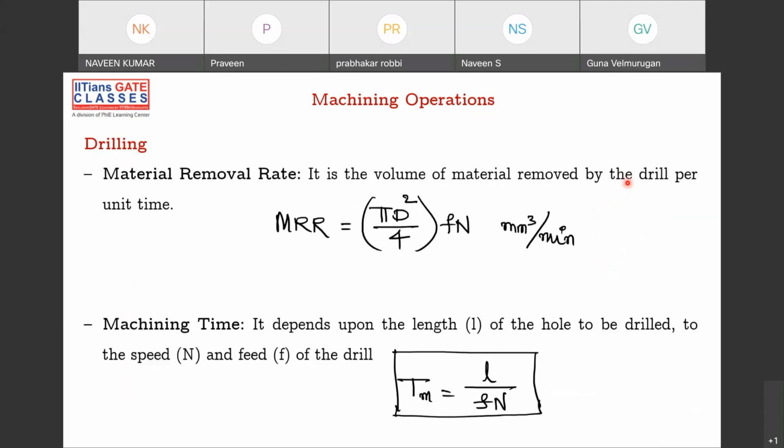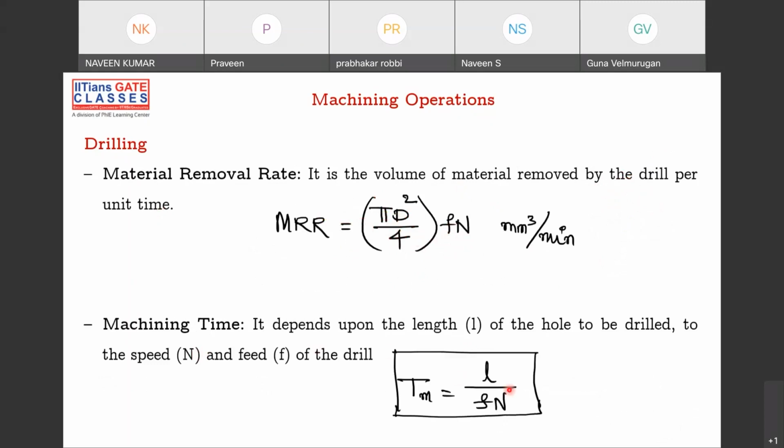Okay, next. And material removal rate, this is the final formula. I didn't do the derivation here. This is the final formula, that is pi D square. What is D here? Diameter of the drill bit. Pi D square by 4 into feed of the drill bit into number of rotations of the drill bit. That is your MRR.